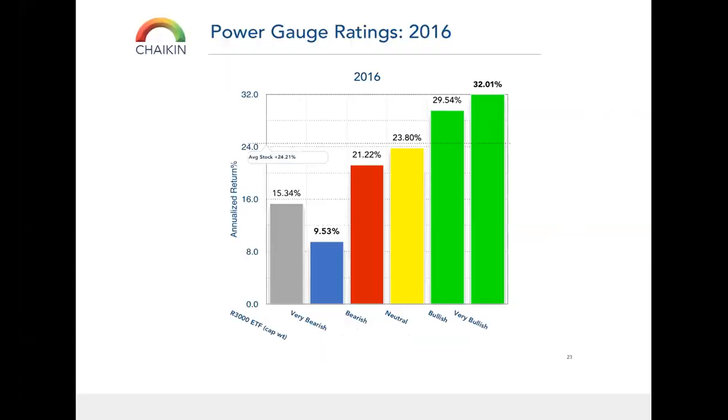So what's the sort of performance of the model? Well, using the Russell 3000 as our universe, in 2016, which was a very bullish year, 32% was the average performance of the very bullish stocks in the Chaikin Power Gauge system, 428 of them at any given point in time. No fat tails here or thin tails, not cherry picking. The very bearish stocks in a strong year were up 9.5%, less than the market. And look at that spread of almost 2,200 basis points between the very bullish and the very bearish stocks.